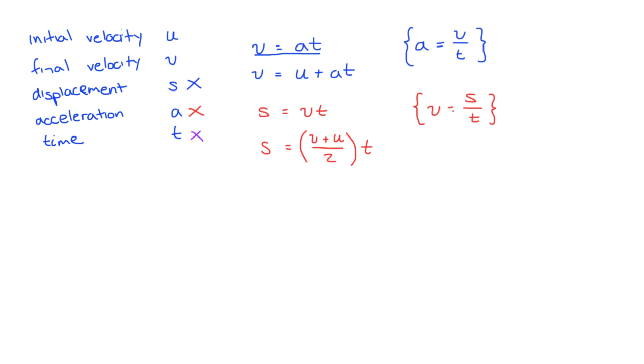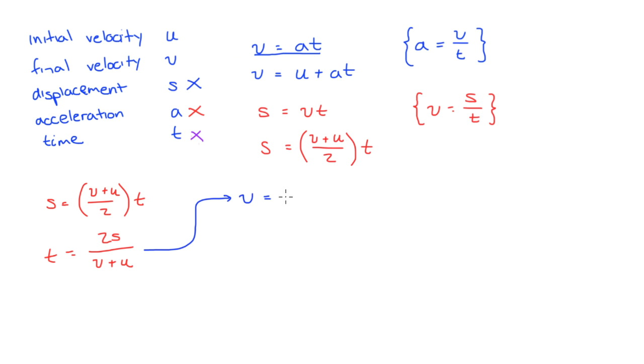Now first we're going to take the first variable, s, displacement equals final velocity plus initial velocity over 2 times time, and we're going to solve for time so that we're able to sub it into another equation and cancel it out, so we won't need it. So that'll give us t equals 2s over v plus u.